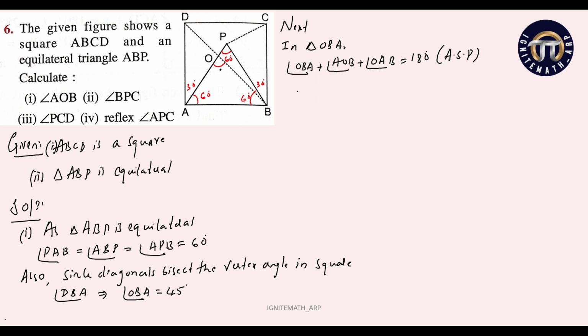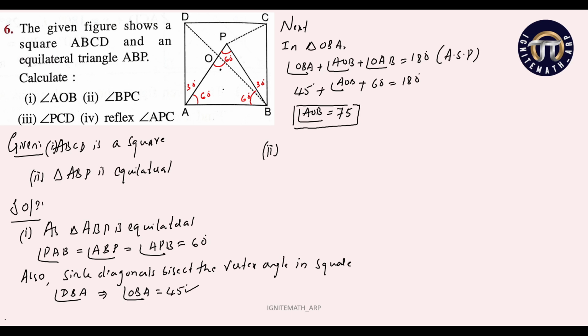OBA is how much? Here we have found it out, that is 45 degrees. Clear? AOB is the angle which I am supposed to find out, plus OAB is nothing but 60 degrees, is equal to 180 degrees. So now AOB is equal to 180 minus 105, since 60 plus 45 is 105, which is 75. So I have found out AOB is equal to 75 degrees. Now let us find out the second angle, BPC.